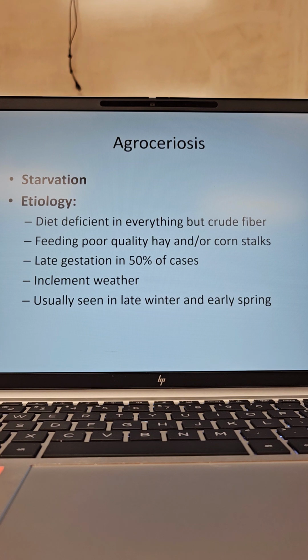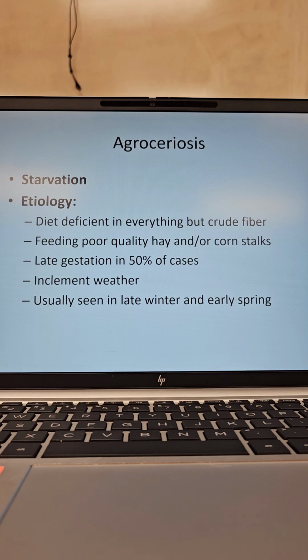Agrocirrhosis. This is starvation. That's a fancy word for just starving to death. What causes it? Diet. It is deficient in everything but crude fiber. They're just getting a fibrous diet. There's no vitamins, there's no minerals, there's nothing else that they need. This happens by feeding poor quality hay and or corn stalks.